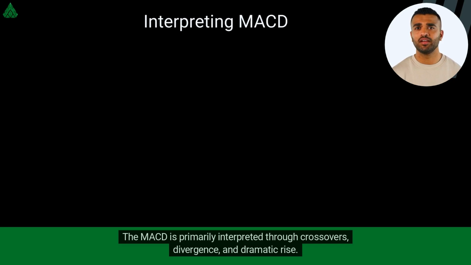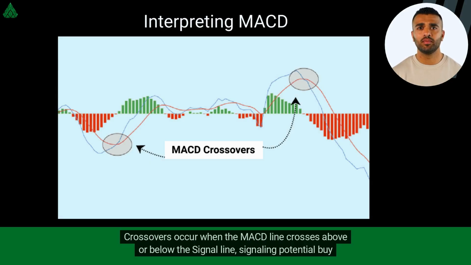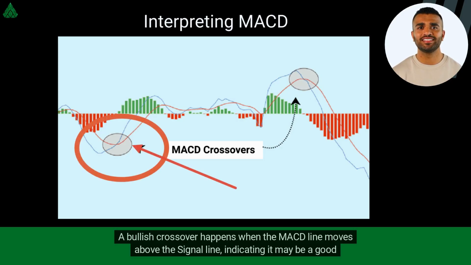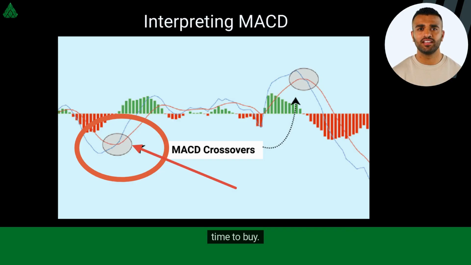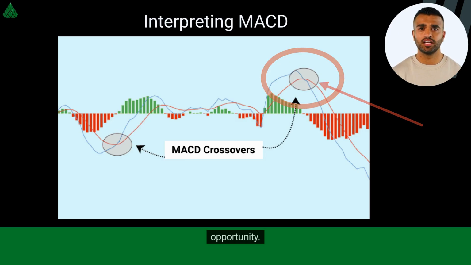The MACD is primarily interpreted through crossovers, divergence, and dramatic rise. Crossovers occur when the MACD line crosses above or below the signal line, signaling potential buy or sell points. A bullish crossover happens when the MACD line moves above the signal line, indicating it may be a good time to buy. Conversely, a bearish crossover occurs when the MACD line drops below the signal line, suggesting a sell opportunity.